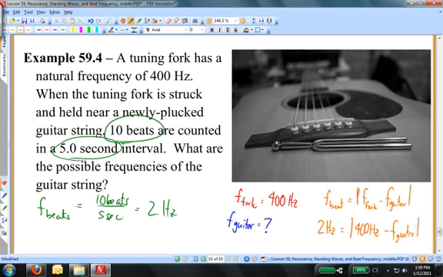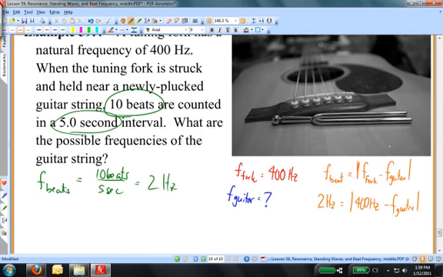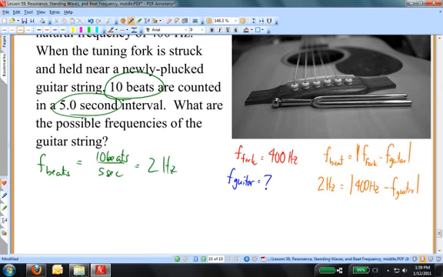Well, how can I make that happen? That will happen if the guitar has a frequency either of 402 hertz or of 398 hertz. And so the two possible frequencies of the guitar string are 402 or 398.